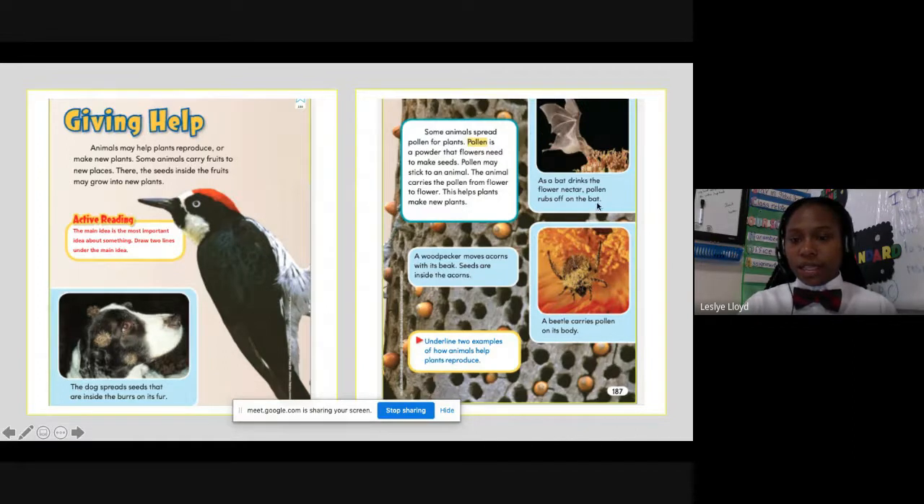This is also on our first page of our science booklet. And it asks how does the bat help the flower? Here is the answer. The bat carries pollen. Our next bubble, a woodpecker moves acorns with its beak. Seeds are inside the acorns, and a beetle carries pollen on its body.